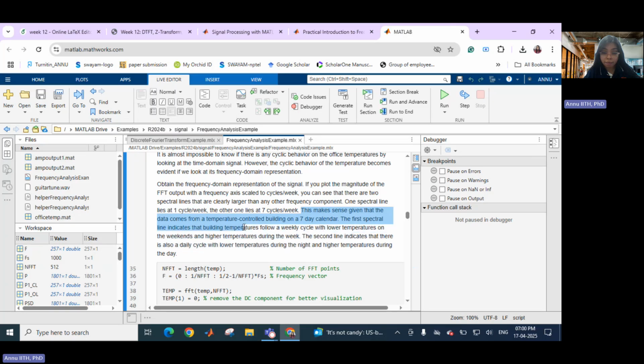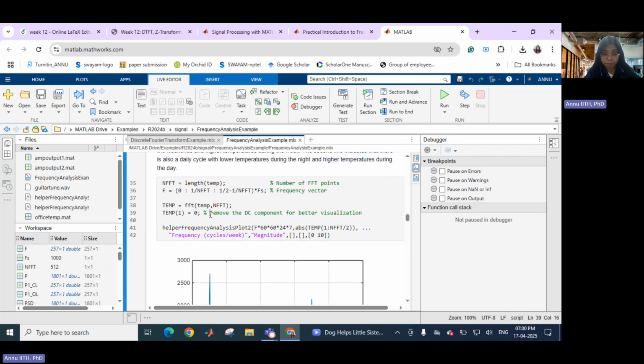This makes sense given the data comes from a temperature control building on a 7-day calendar. The spectral line indicates the temperature follows a weekly cycle with lower temperatures on weekends. Let us see first. We are removing the DC component.